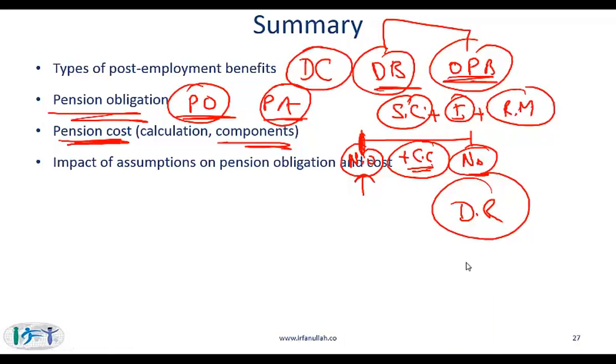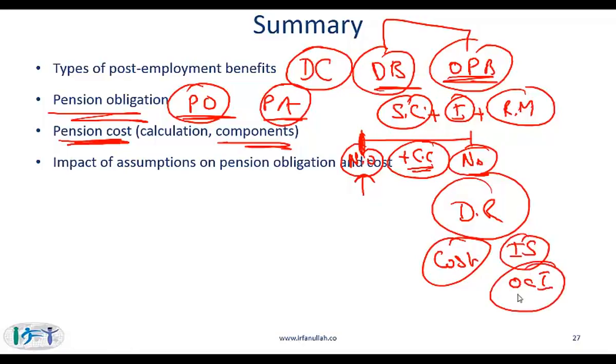Here, a general point to recognize is that when the curriculum uses the term cost, they use cost in a very broad sense, which includes the impact on the income statement or the P&L as well as OCI. You need to be careful about scenarios where the curriculum is only talking about the income statement. For example, under US GAAP, the expected return on plan assets only hits the income statement. So be careful about that terminology.